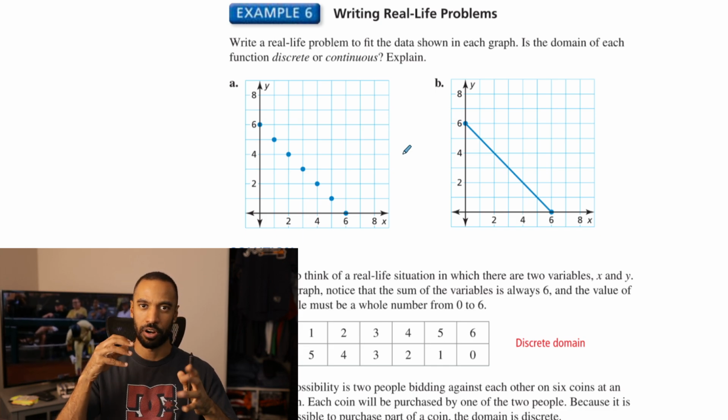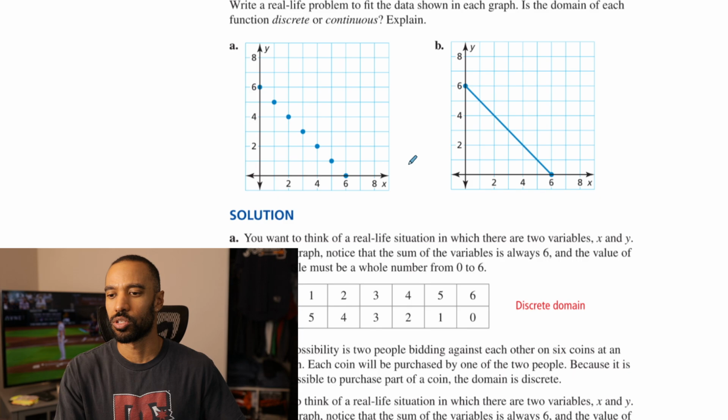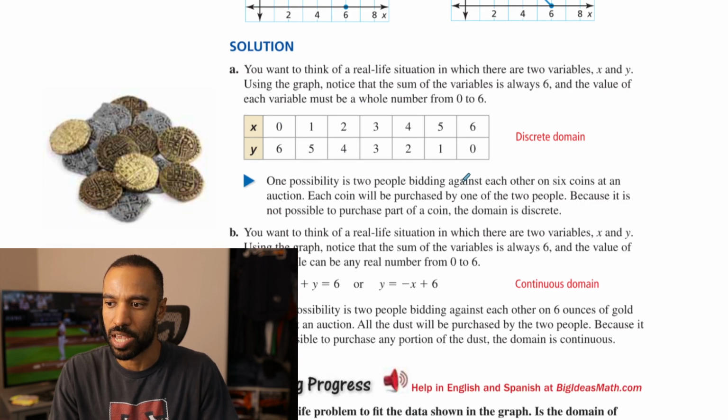I have an apple, now there are 5. I take 2 apples, now the basket is 4. That's a pretty simple one, right? So let's take a look at what they say. You want to think of a real-life situation. Okay, so you want to think of a situation in which this happens.